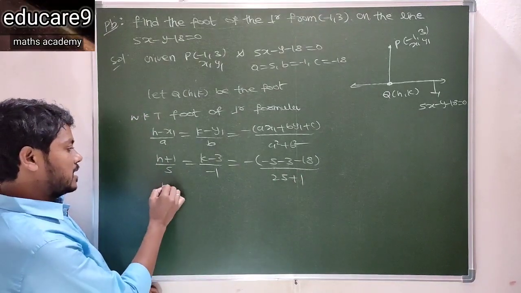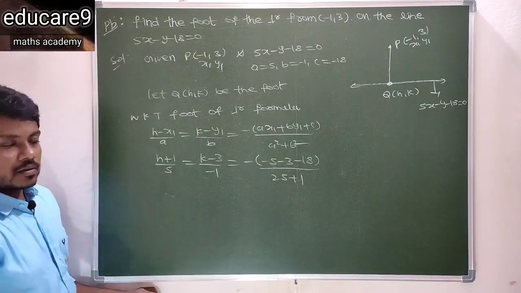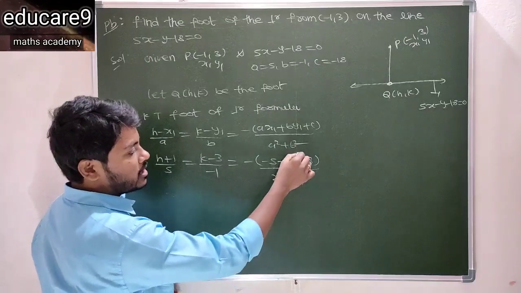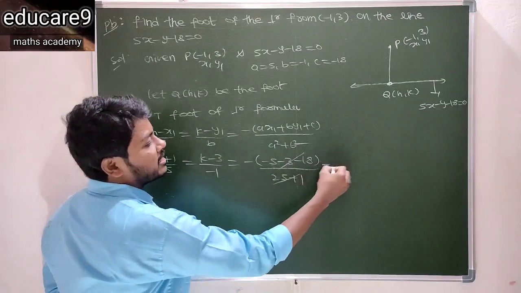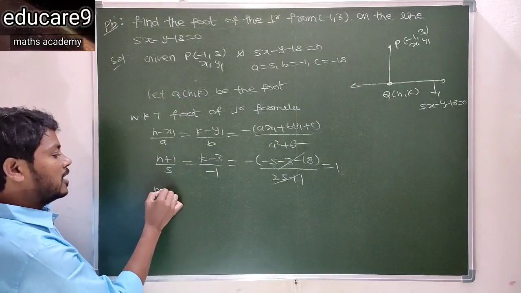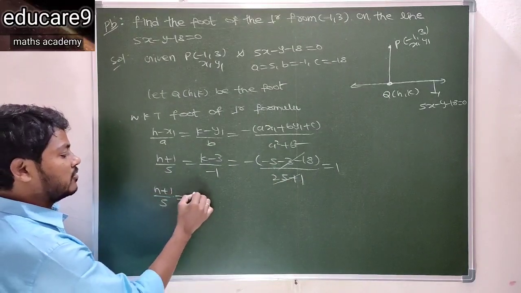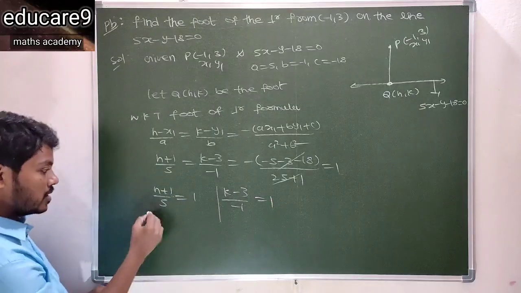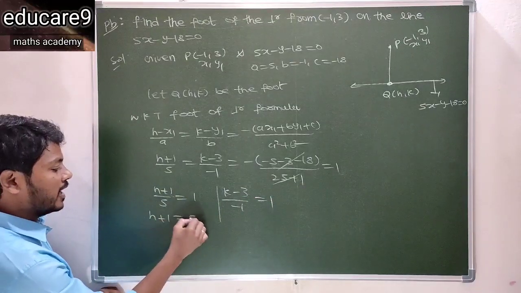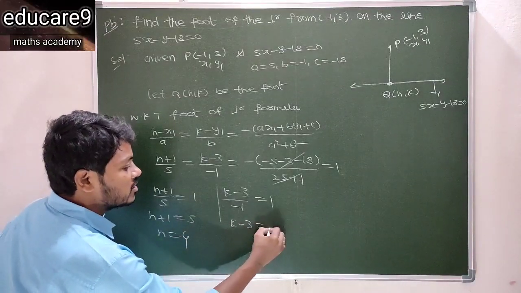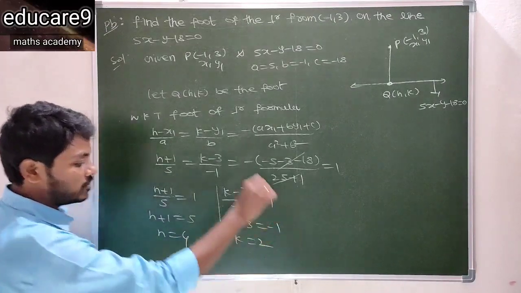Now see here, 8 plus 18 is 26. So here 26 and 26 get cancelled, you will get 1. Now equating first and last, (h plus 1) by 5 is equal to 1, (k minus 3) by minus 1 is equal to 1. So h plus 1 is equal to 5, h is equal to 4. So k minus 3 is equal to minus 1, so k is equal to 2.